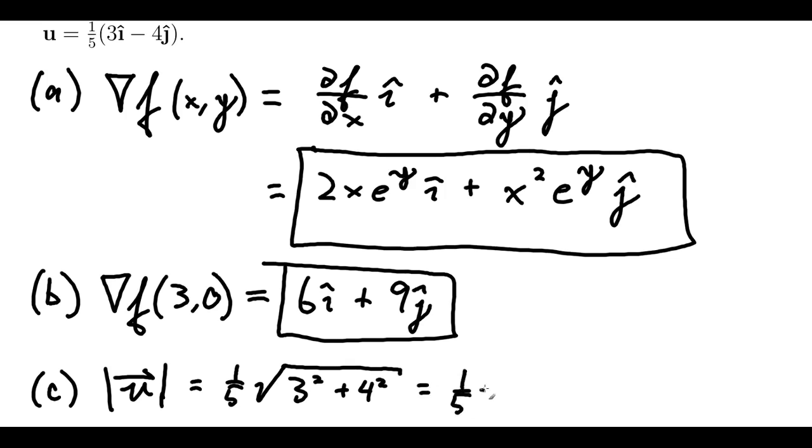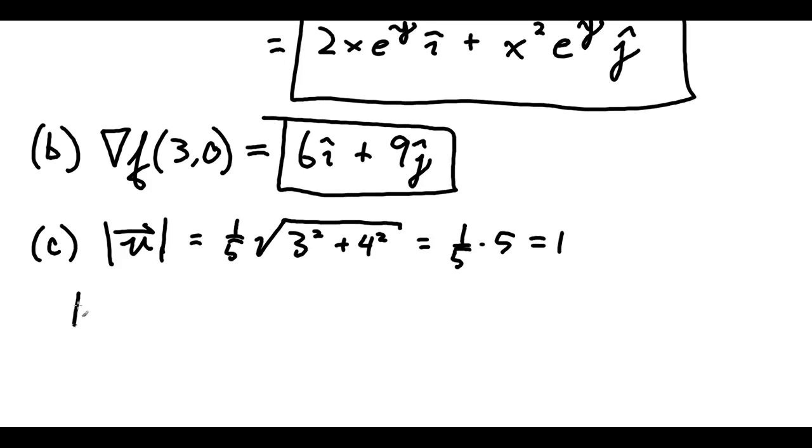And the square root of 3 squared plus 4 squared, you might recognize, if you think in terms of Pythagorean triples, we get a 3, 4, 5. Or you can square that out. 9 plus 16 is 25, its square root is 5, and we have 1. So we find that the vector given to us, u, is actually a unit vector.